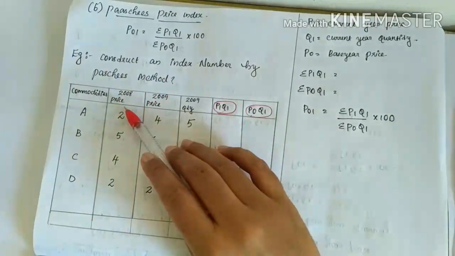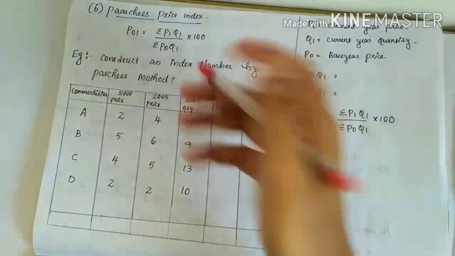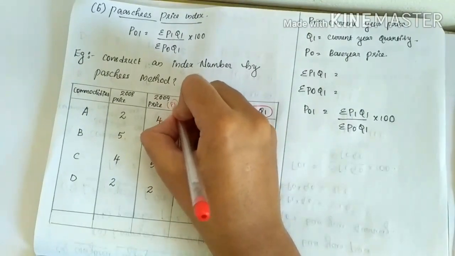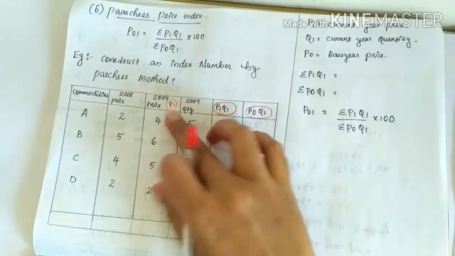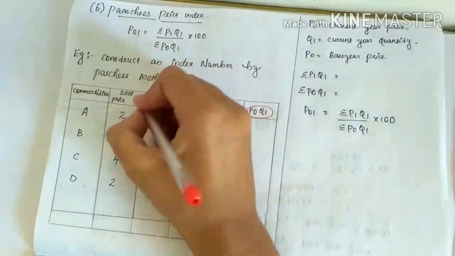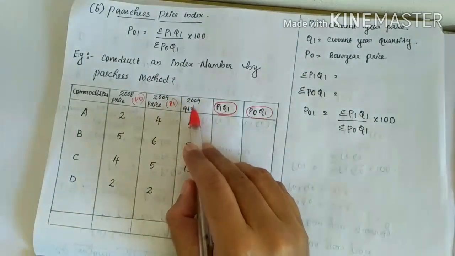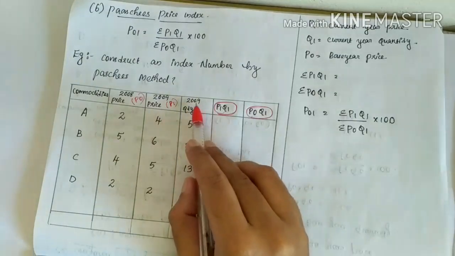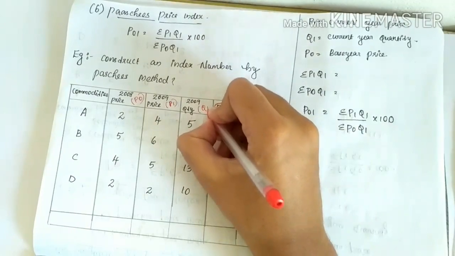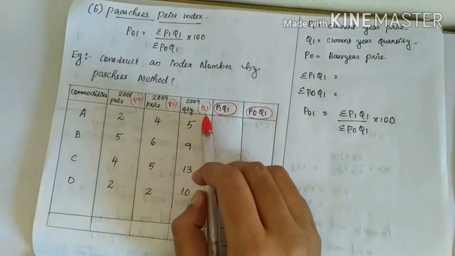The first step is that you have to identify the current year price and base year price. In the case of 2008 and 2009, the current year is 2009. So the price in 2009 is considered as P1, or current year price. Then the price in 2008 is the base year price, denoted as P0. Then the quantity in 2009 is the current year quantity, denoted as Q1. Identifying P1, P0 and Q1.